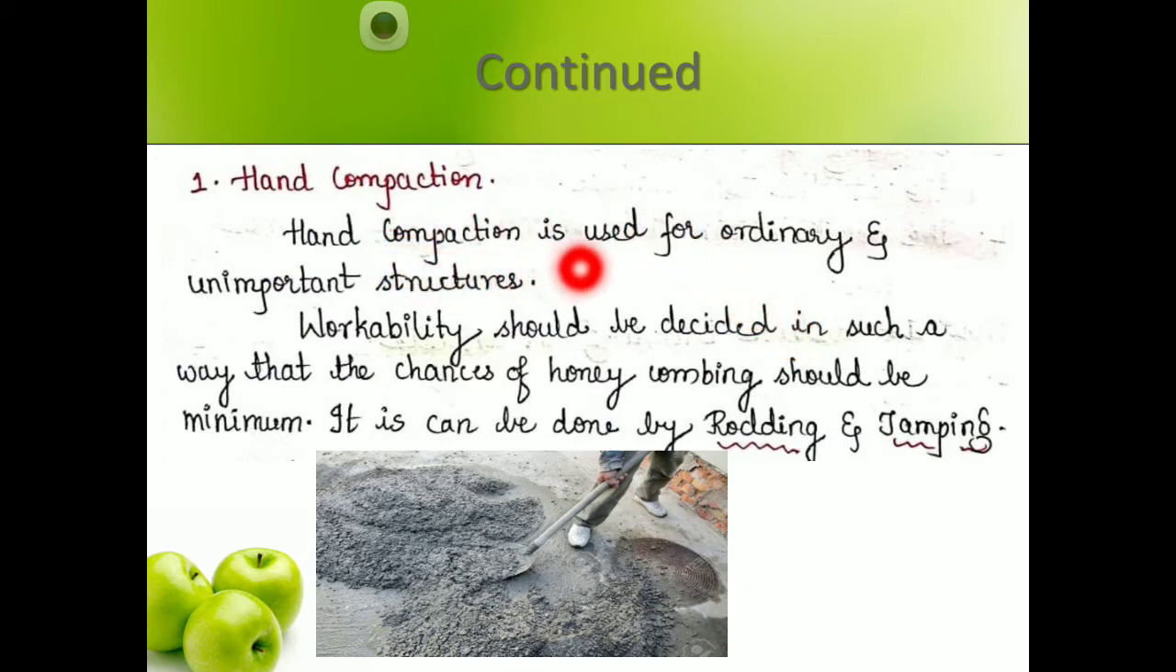Hand compaction is usually used for ordinary and unimportant structures. Workability should be decided in such a way that the chances of honeycomb are minimal. Before the concrete reaches the initial setting time, you have to compact it so that honeycomb structures and all the air present in the concrete are removed. Once you remove that before the initial setting time, the concrete will be durable and obtains proper strength. It can be done using rods or a tamping rod also.